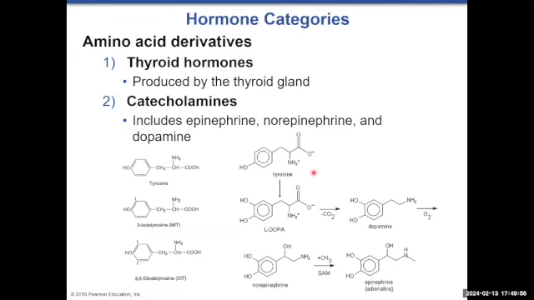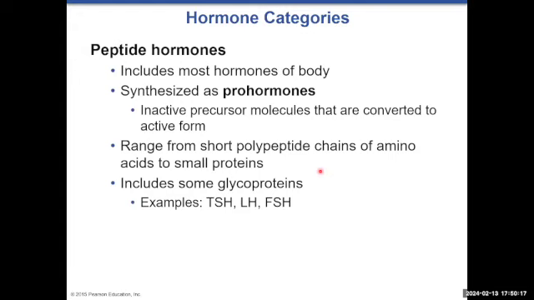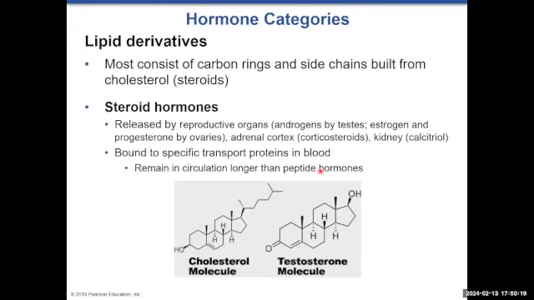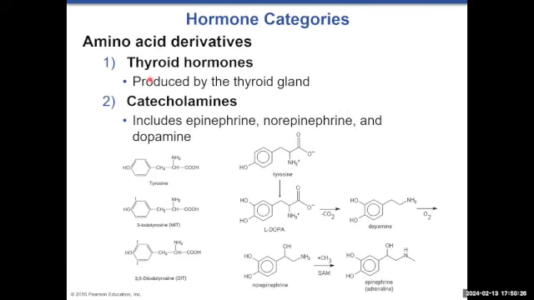That's one class. And then a subcategory of that, if you wanted to subdivide them, would be amino acid derivative hormones and protein hormones. That would be a way to further divide it, and I'll go through that in a little bit more detail in a bit. And then the other class of hormones would be the steroid hormones, which would be the lipid derivatives. So let's talk about each one of these in a little bit more detail. Let's start with the amino acid derivatives.